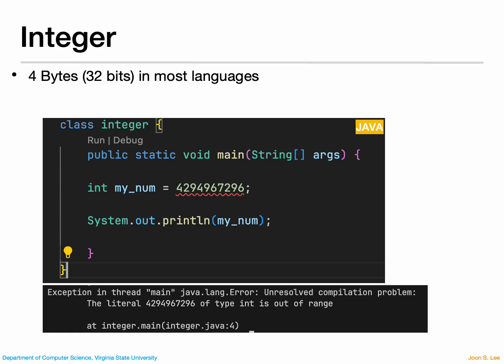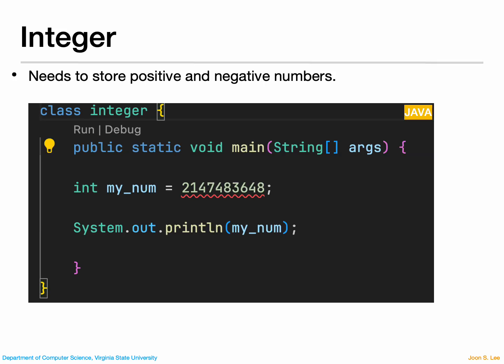When we try to compile and run the code, Java throws an error saying the literal is out of range. Let's try to assign a smaller value, 2,147,483,648 to an integer. But notice what happens. The compiler still gives an error.